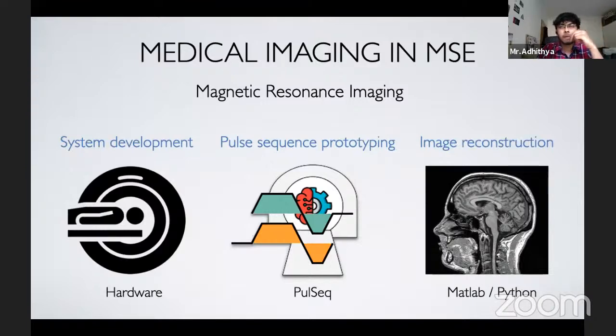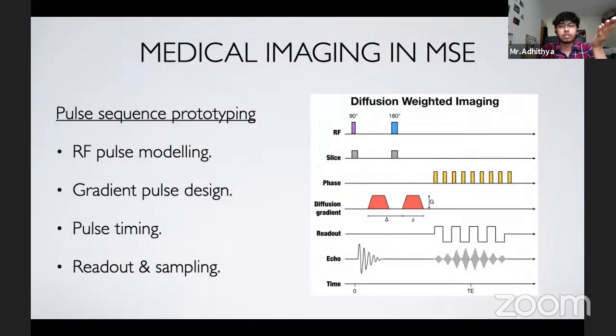But there are more advanced techniques depending on the pulse sequence. An example of one pulse sequence here is the diffusion weighted imaging pulse sequence, which I show here. I won't go too much in depth because this on its own is very deep, and you need to know a lot of fundamentals in order to understand what is happening.